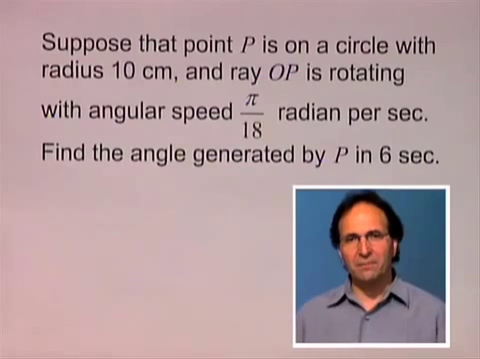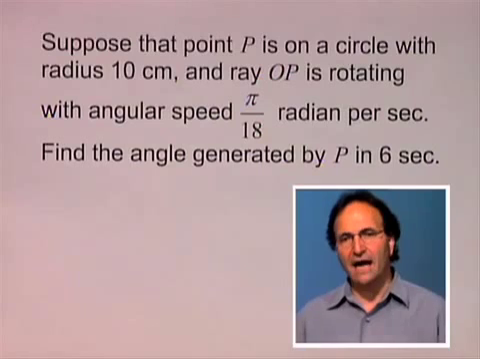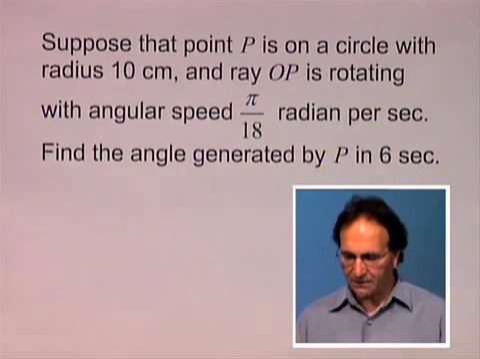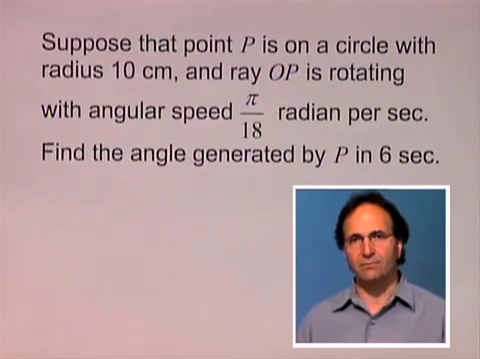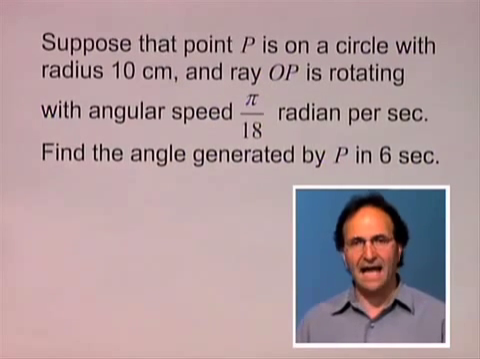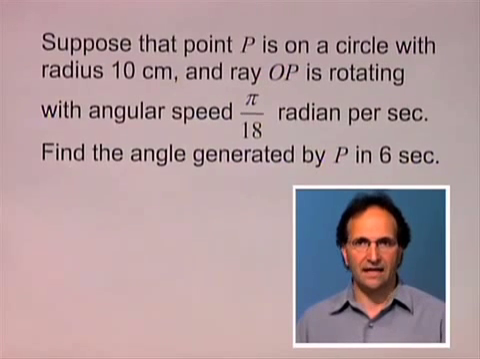In this example, we'll be using the linear and angular speed formulas. Suppose that point P is on a circle with radius 10 centimeters, and ray OP is rotating with angular speed pi divided by 18 radian per second. Find the angle generated by P in 6 seconds.